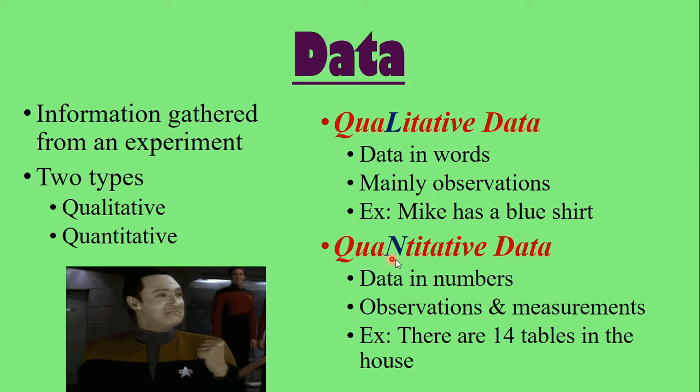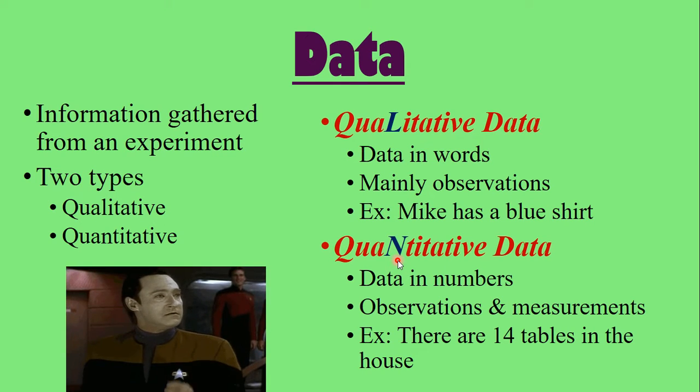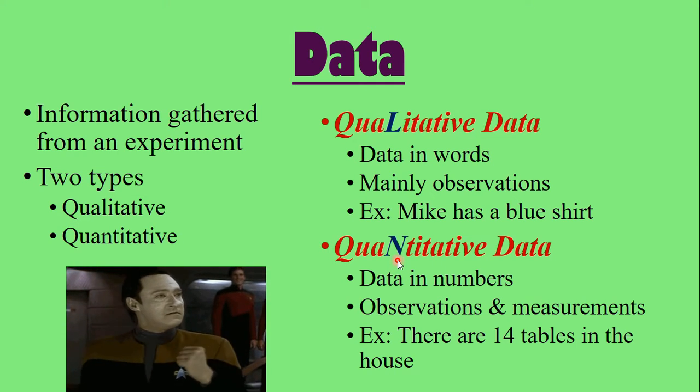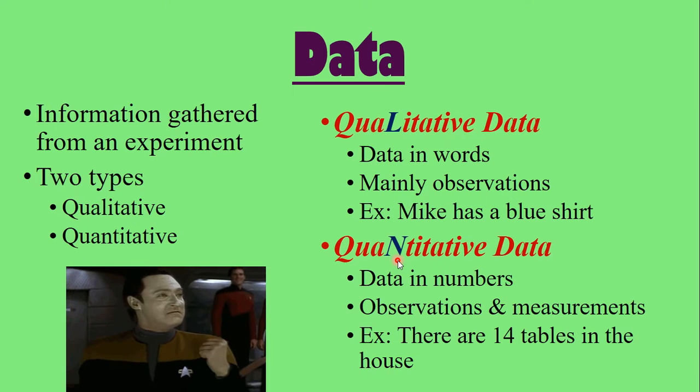Quantitative data, I remember that there's an N in there. This is data in numbers. Anything that has a number in there is considered quantitative data. So observations and measurements would all be quantitative data. So the examples are: there are 14 tables in the house, or there's 6 legs on a ladybug, or I'm 32 years old. Stuff like that.